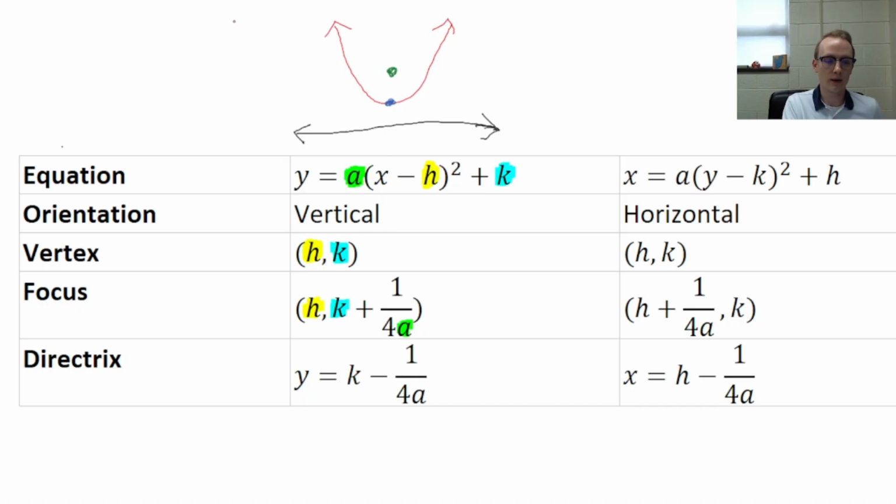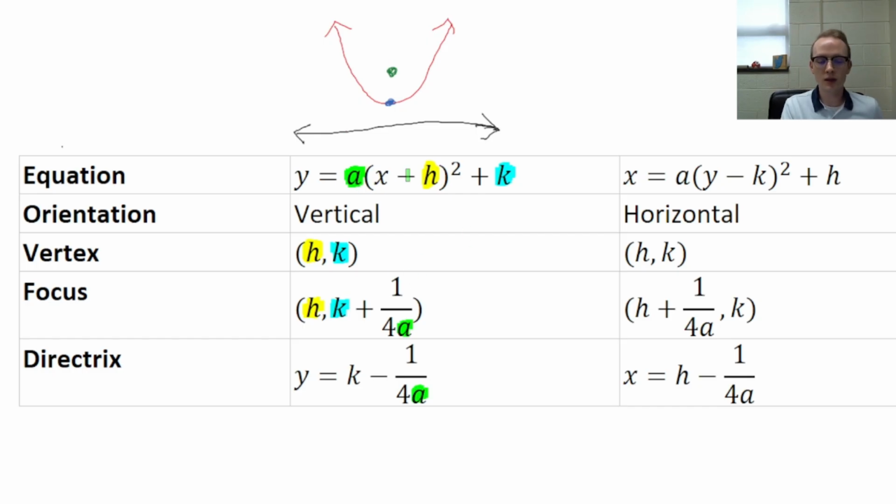Okay, so if we start with the equation y equals k, that would be this horizontal line right there. But we've got to move it down away from this vertex. Okay, and how far away are we moving it down? Well, we're moving it down 1 over 4a units again, where again, that a value is the a value that we started with up here.